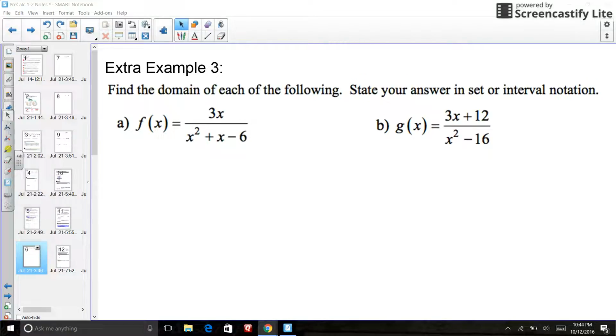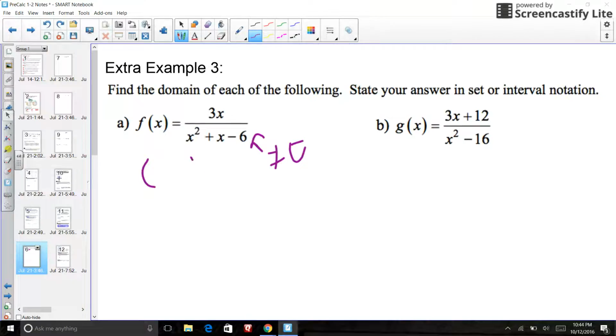It says f of x equals 3x over x squared plus x minus 6. So what I know is this. The top can be whatever I want it to be, but the bottom can't equal 0. Okay, so if that's the case, I'm going to look at x squared plus x minus 6 and think, hey, how do I figure out what would make that 0? Well, that one is a really nice one to just factor out.